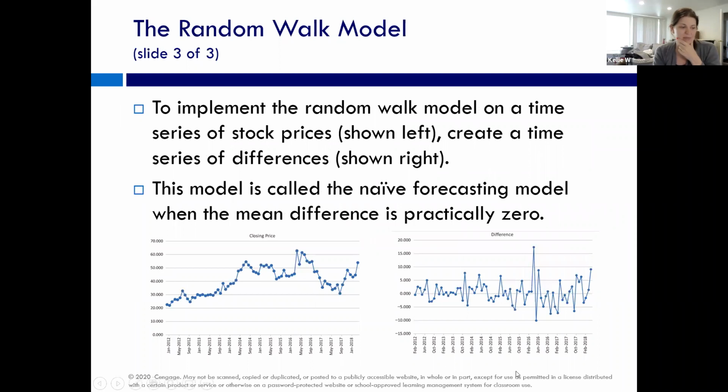So that type of data looks like this. We have these stock prices shown on the left. These are the closing prices for each month. And we can create a time series of the differences between each of them, and it would look like this. So this creates a naive forecasting model, meaning that the difference is practically zero. So you can see, here's the zero. They're kind of centered around zero.